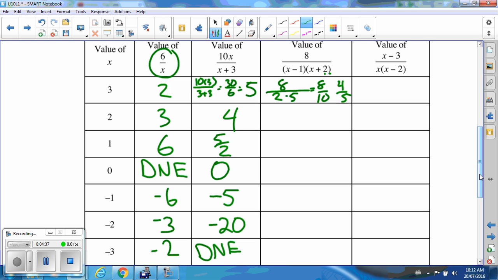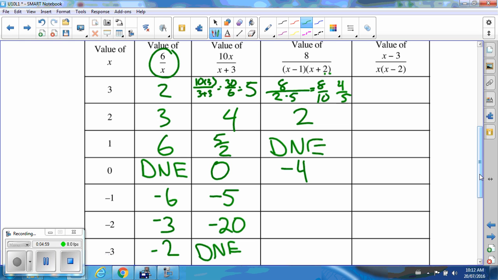If I put in 2, 2 minus 1 is 1. 2 plus 2 is 4, so it's 8 over 4, which is 2. If I put in 1, 1 minus 1 is 0, and 8, I can't divide by 0. All right, it does not exist. If I put in 0, I get negative 1 times positive 2 is negative 2. 8 over negative 2 is negative 4.